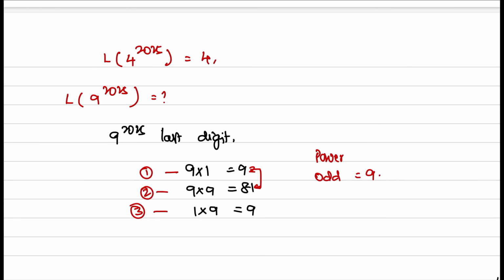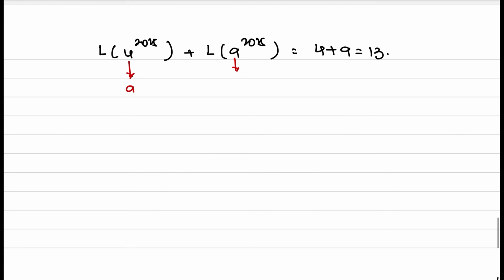We are only calculating the last digit, don't get confused. Why am I not multiplying 81 with 9? We don't want other digits, we want only the last digit. Hence, I am taking the last digit of the previous number and multiplying with the given number. When power is odd, 9 is the last digit.